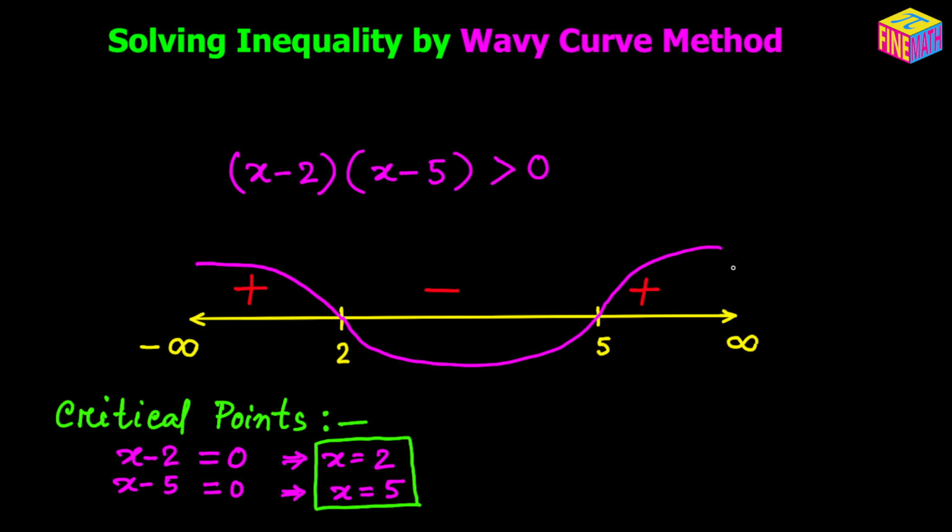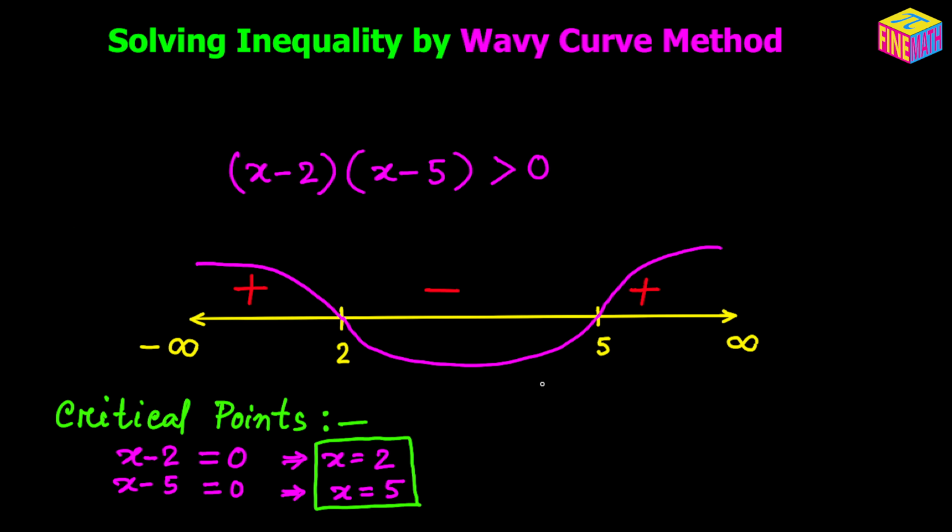Just from this we can get a clear idea about where the function value is positive and where the function value is negative. And as you can see, wherever this arbitrary curve which is called a Wavy-Curve is above the real number line, you know that is where our function value is positive, and wherever the Wavy-Curve is below the real number line, the function value is negative. So from here we can easily write down our solution.